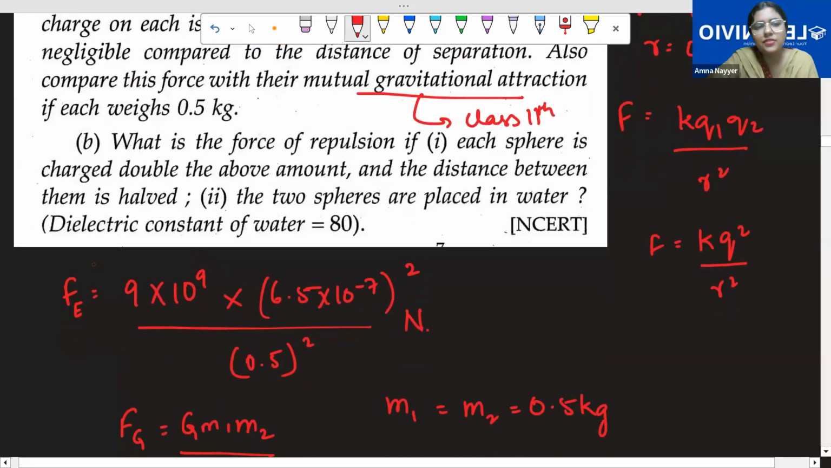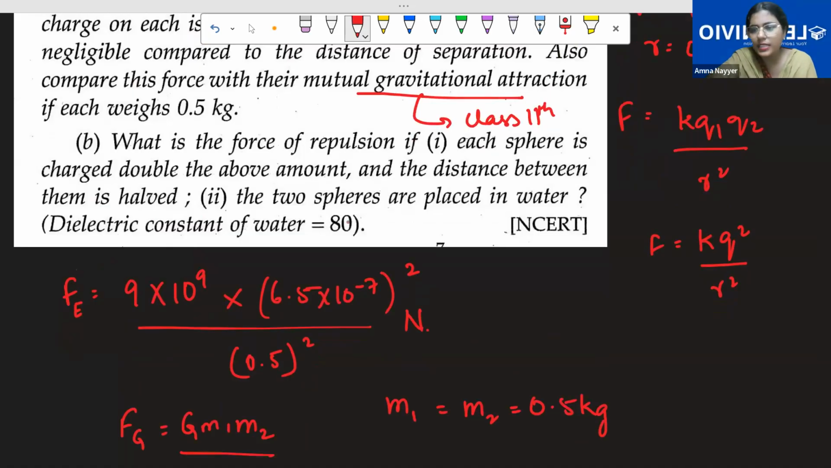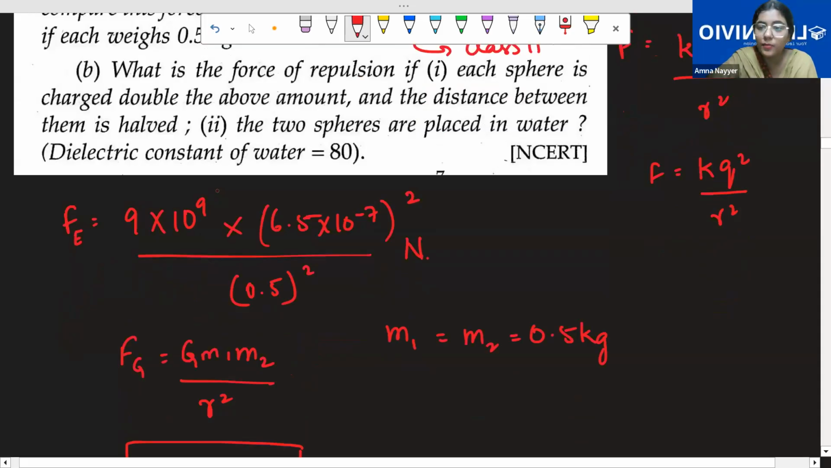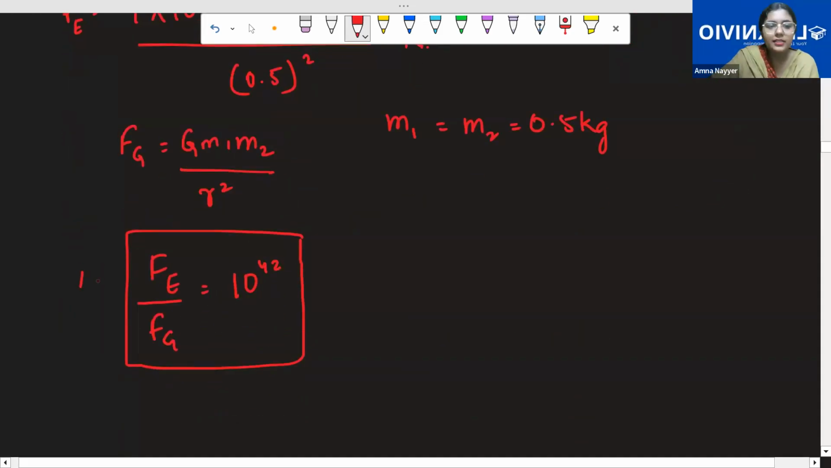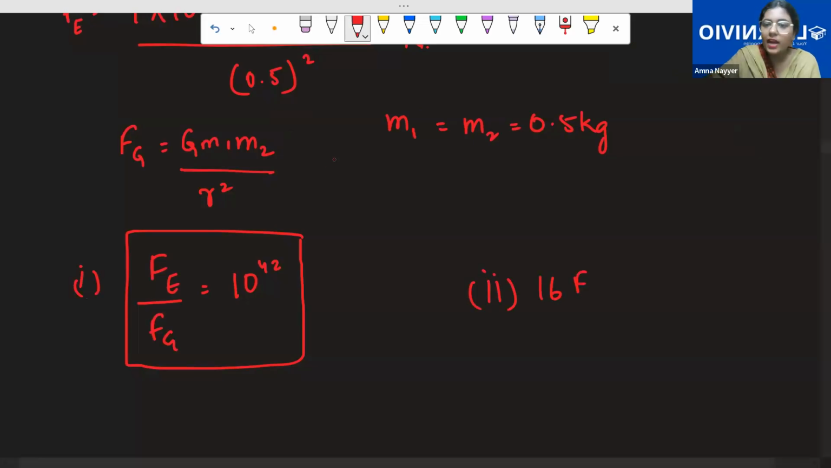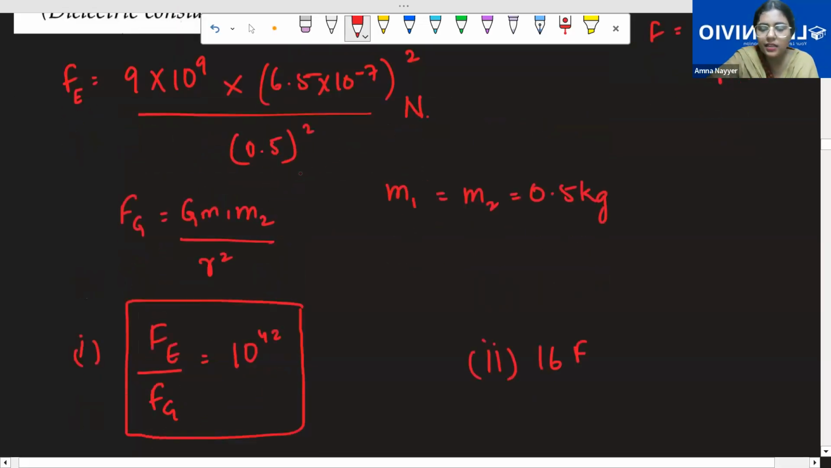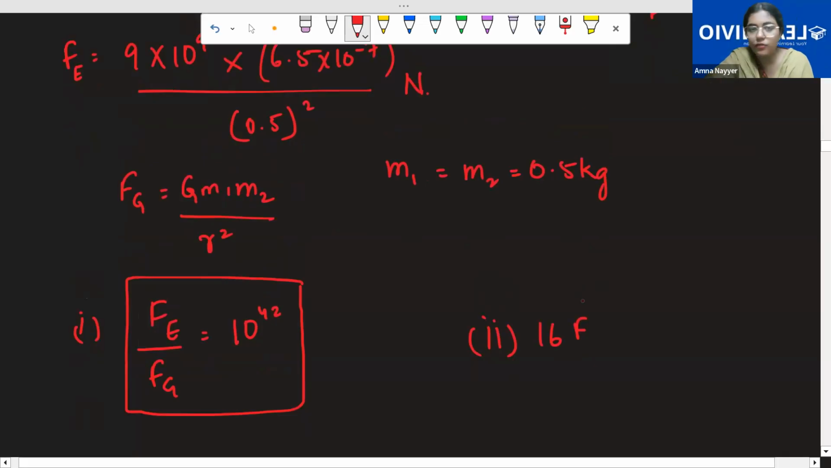Now, second says if each sphere, the charge is double, distance between them is half, what is the force? That I'm not doing. If the sphere's charge is double and the distance between them is half, we've already discussed that the force becomes 16 times. So whatever value you get in the first part here, that multiplied with 16, that will give you.